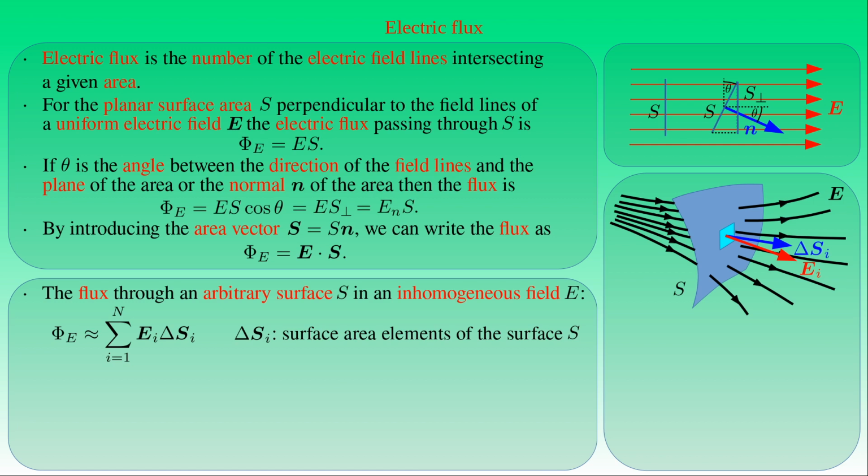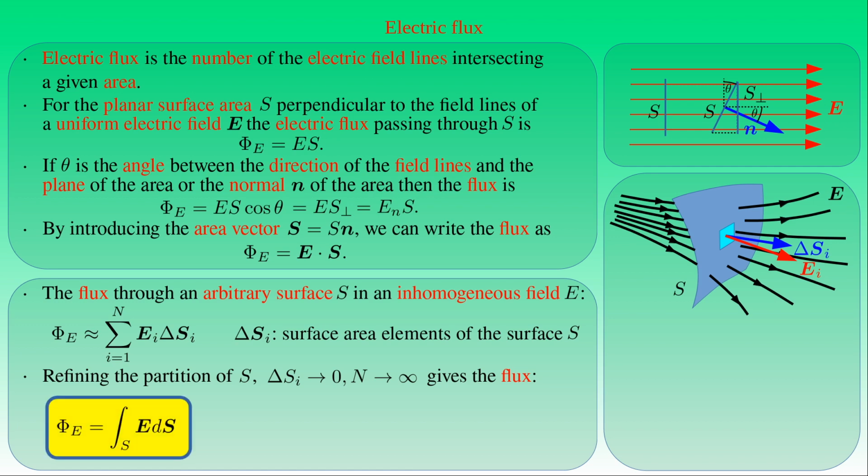If we refine the partitioning of the surface S such that the area delta Si approaches 0 for each index i while the number of the area elements tends to infinity, we obtain a surface integral from the sum. That is, the electric flux phi E through a surface S is given by the integral of the electric field strength E over the surface S.